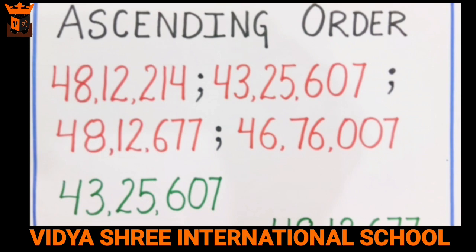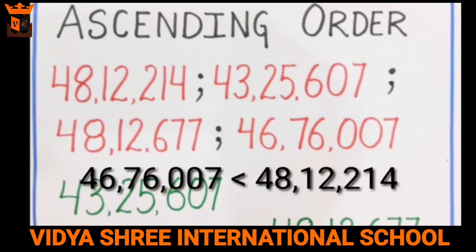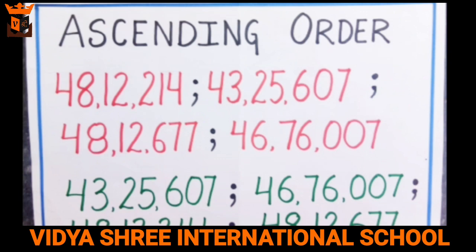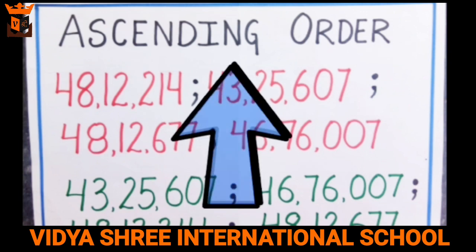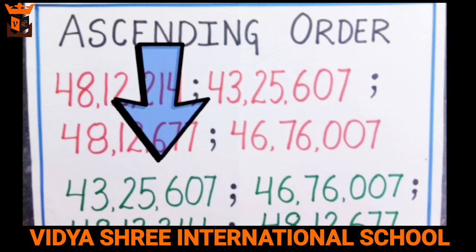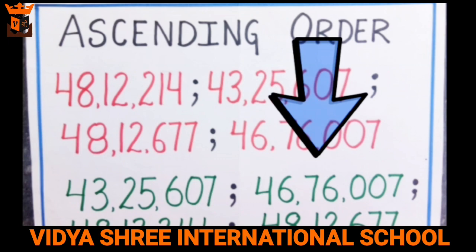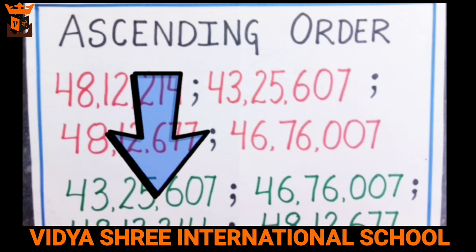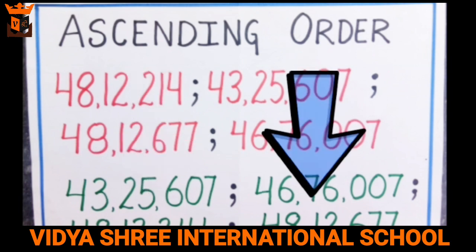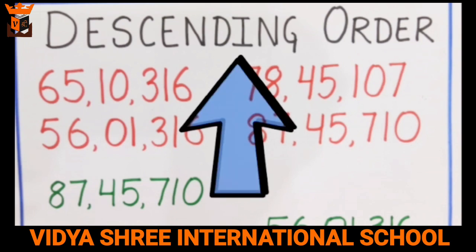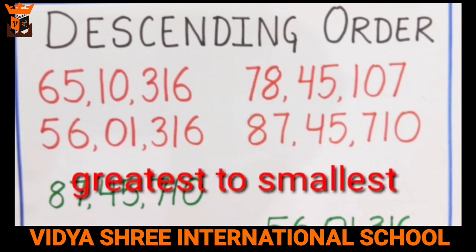Now here you can clearly identify that 46,76,007 is smaller than 48,12,214. So you can arrange them in the ascending order, and the order will be like this: 43,25,607, 46,76,007, 48,12,214 and 48,12,677.